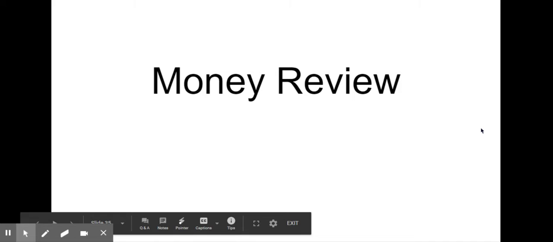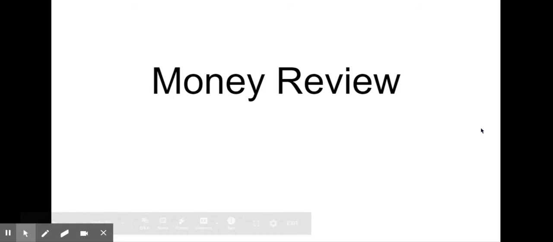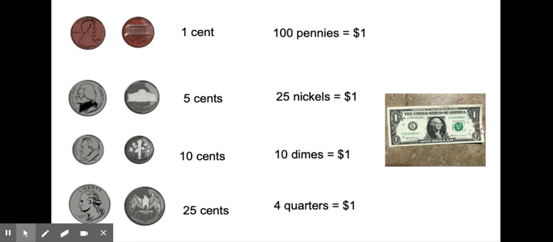Okay, now we are going to do a little bit of money review. We want to make sure we are reviewing the skills we have learned this year so that we are ready for the third grade. So as a review, here are the values of all of the different coins. A penny, which you see here, is worth 1 cent. To make $1, we need 100 pennies.